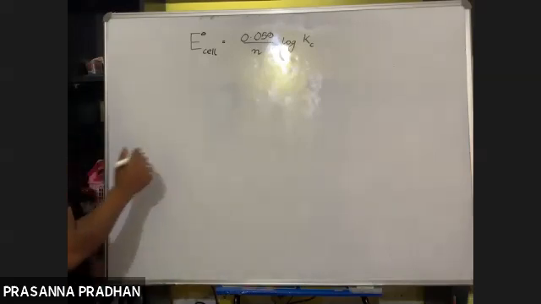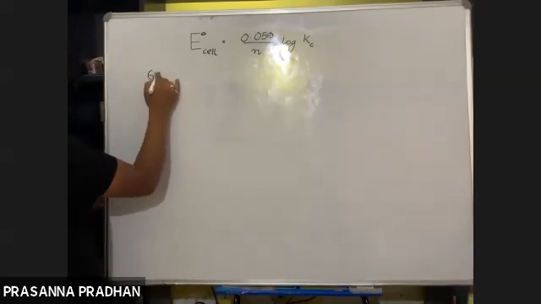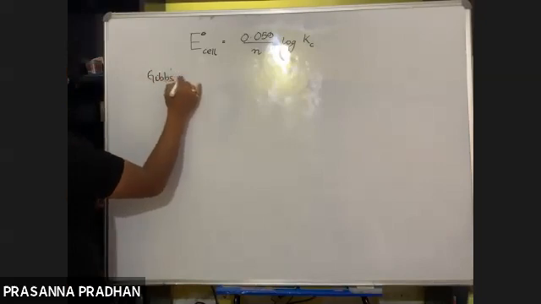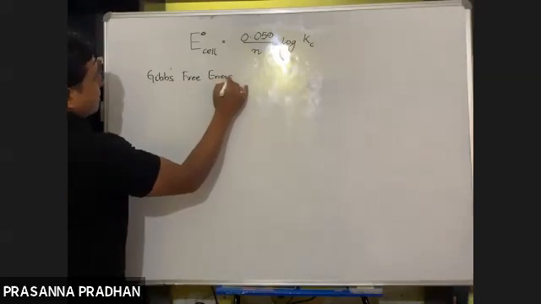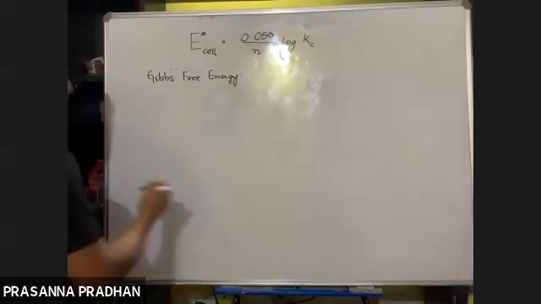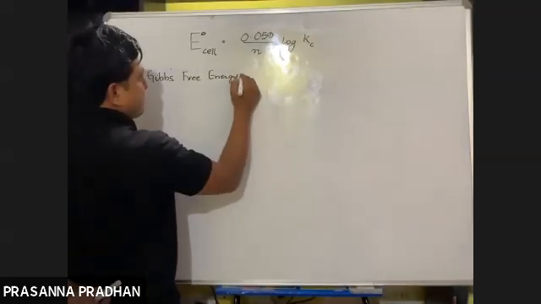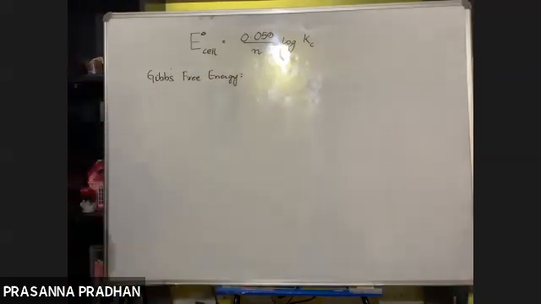Now see, what is your Gibbs free energy change? This was there in your thermodynamics. It's a thermodynamic quantity. The Gibbs free energy change is a thermodynamic quantity whose decrease gives us the maximum amount of work which can be obtained from a system.